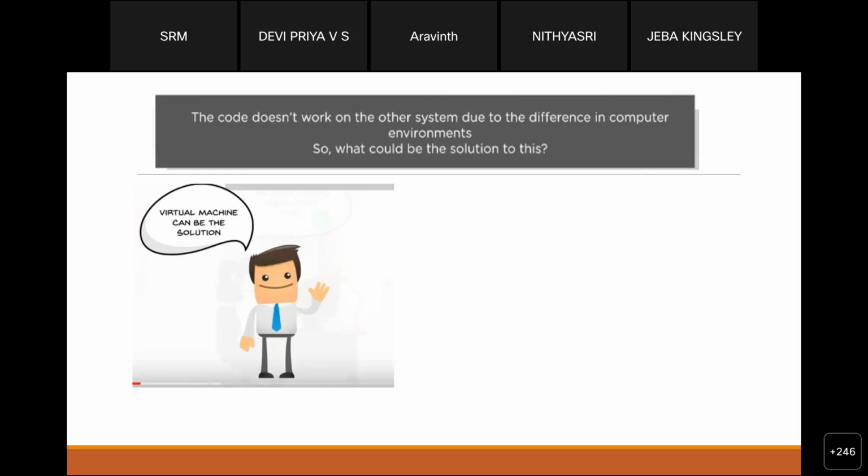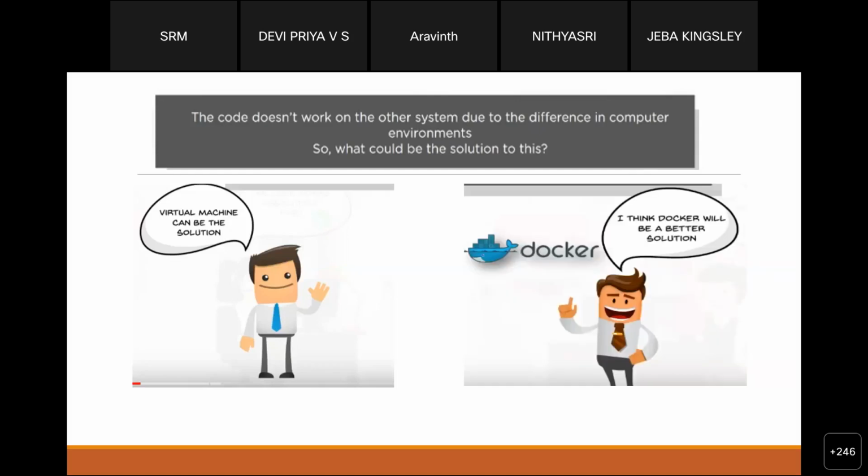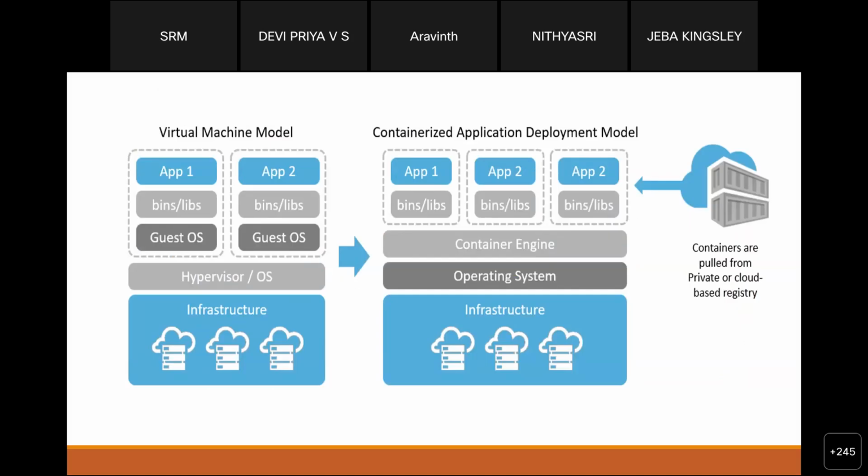As we have previously seen, virtualization can be a solution. And later on, they used Docker as a better solution. Why? Because in the virtual machine model, there will be a hypervisor, and the infrastructure will be overloaded with the hypervisor. And in the virtual machine model, for each application there will be a separate operating system. While in the containerized application development model, they provide the same operating system, and all the containerized applications will be using the same operating system.